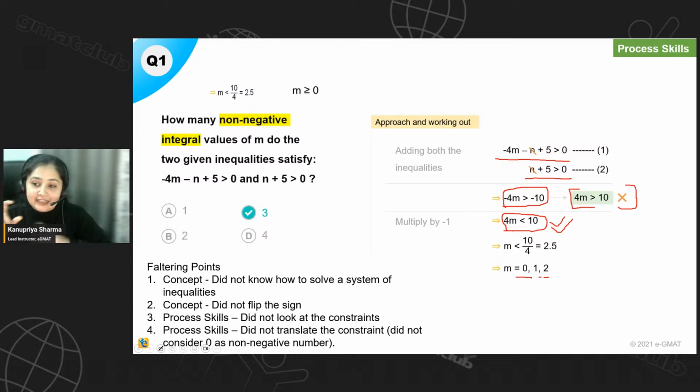So in the table that you created on your paper, I want you to take a note of where exactly you faltered. You did not know how to solve these inequalities, or you did not flip the sign, or you did not look at the constraints, or you did not translate the constraint. That is, you thought that m is greater than 0 instead of saying that m is greater than or equal to 0.